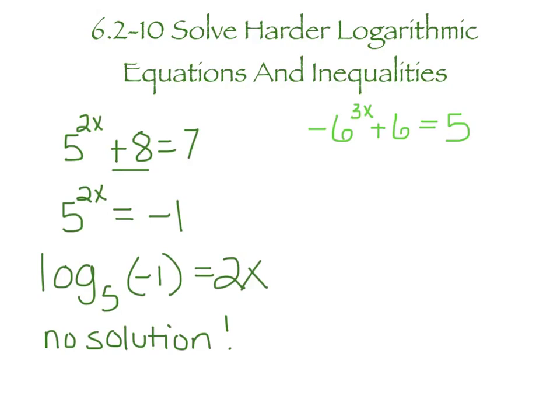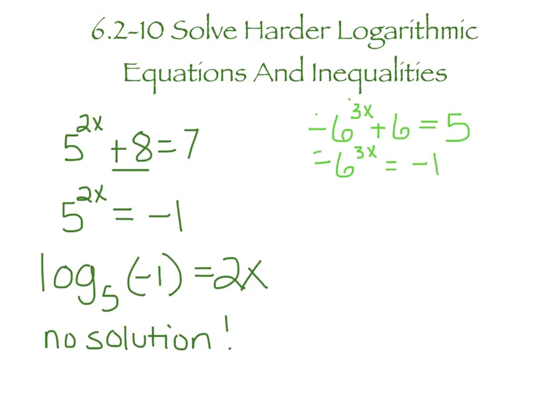Our next example, -6 to the 3x power plus 6 equals 5. And that negative is not in parentheses, so the negative is not being raised to the 3x power. So first thing we need to do is subtract the 6. -6 to the 3x power equals 5 minus 6, which is -1.